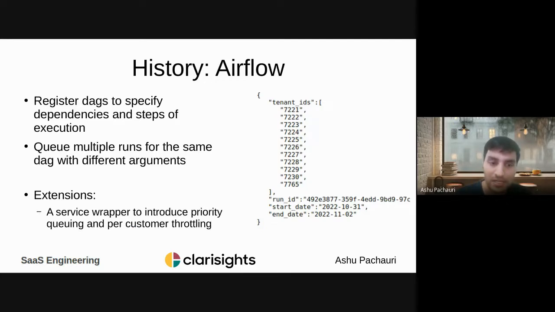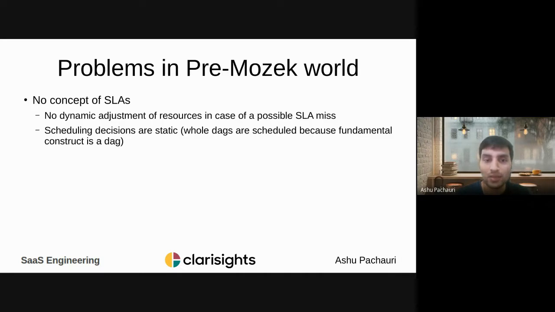We ended up writing a service wrapper also to introduce concepts of priorities, queuing, throttling, all of that we did on top of Airflow. Now, what are the problems with this setup? There were certain problems that we identified.